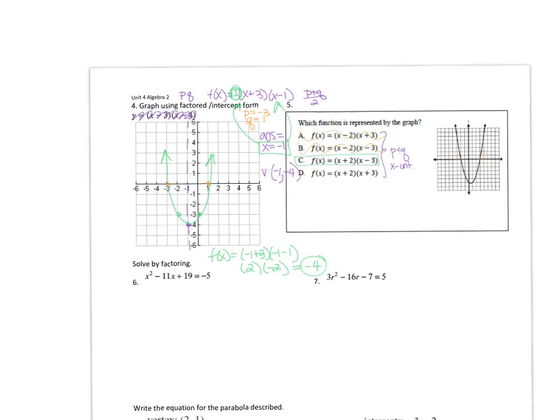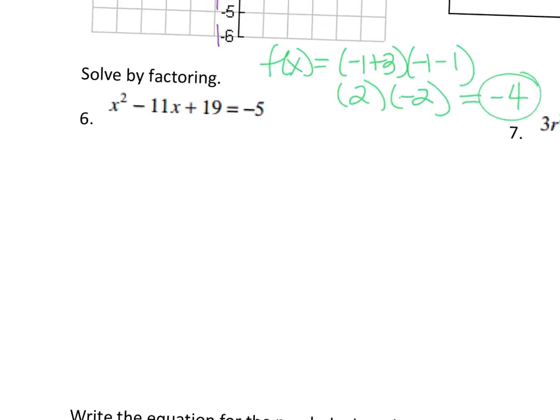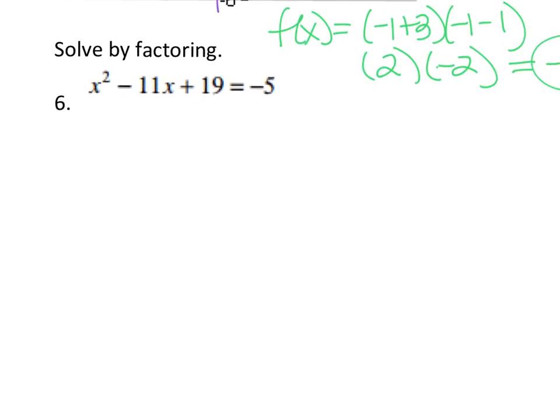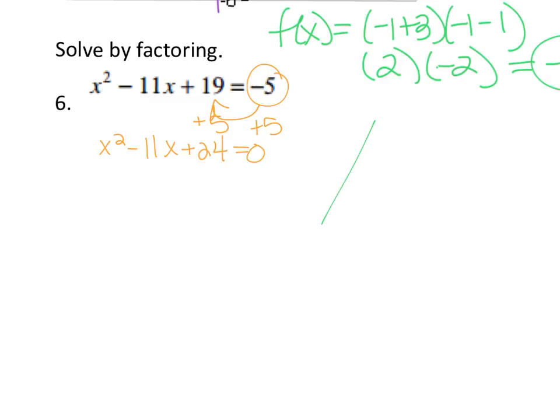Then moving on to number 6, it says solve by factoring. Well, first I'm probably going to want to move this guy over, right? So I'm going to want to add 5 to each side to get that equal to 0. So I have x squared minus 11x, well, 19 plus 5. That's going to be plus 24 equals 0. Now remember, I use my diamond. My C goes in the top and my B goes in the bottom. So my C is 24 and my B is negative 11.